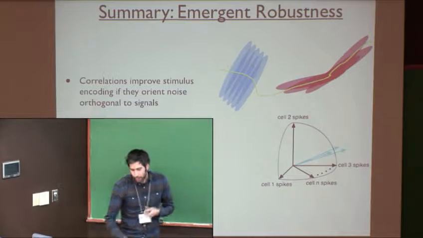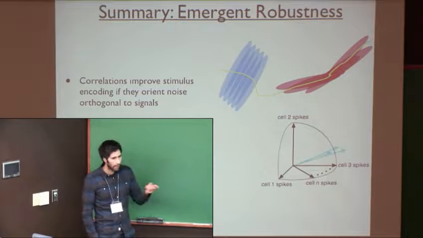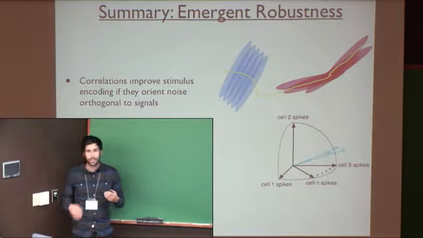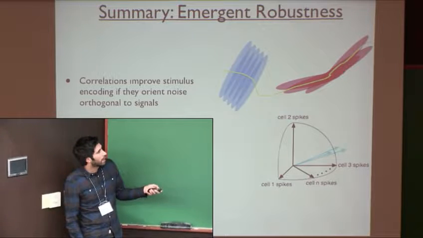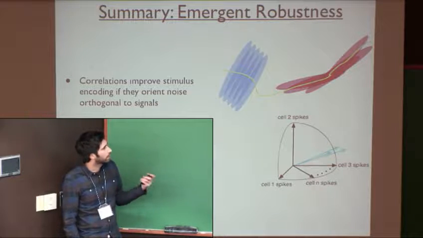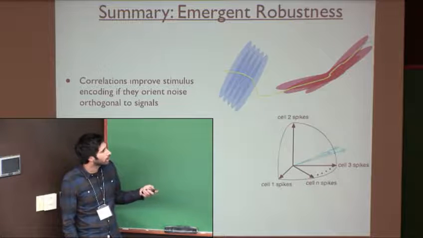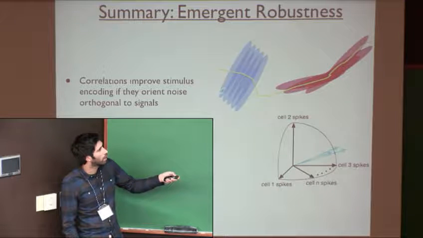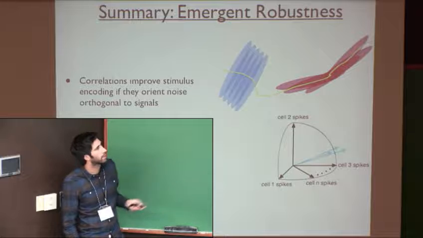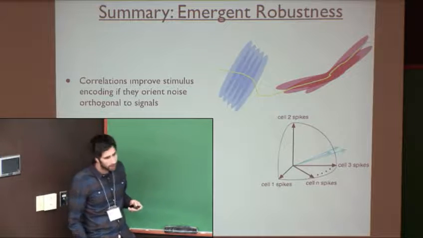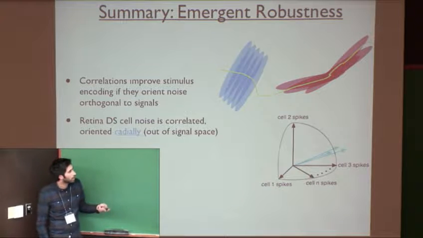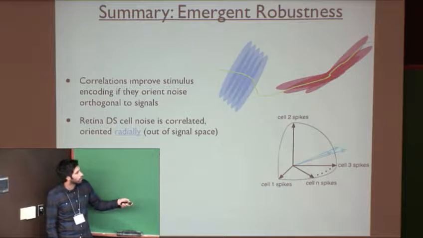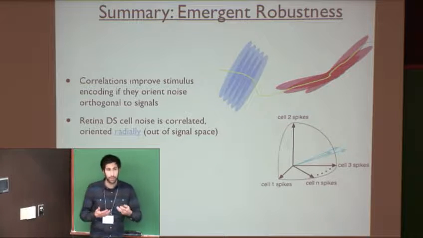So the summary: we started with this question of how do you take noisy single-cell responses and construct a system that has emergent robustness. We started by theorizing that correlations, so collective activity, will improve the system's robustness if they orient noise in a direction that's orthogonal to the signals the system is trying to transmit. We then considered experiments from the mouse retina where we showed that correlations orient noise in this radial direction, which is orthogonal to the hyperspherical shell along which the signals actually lie.